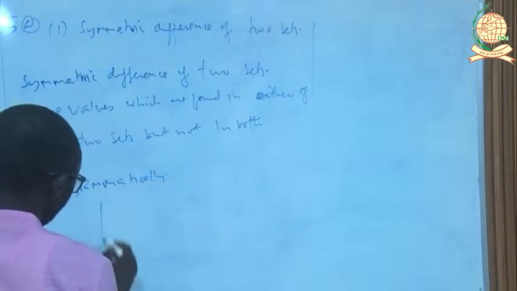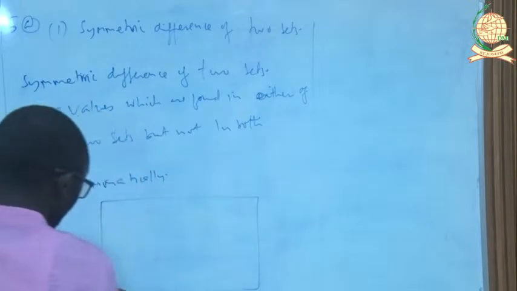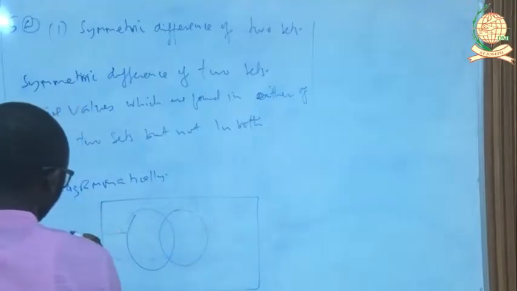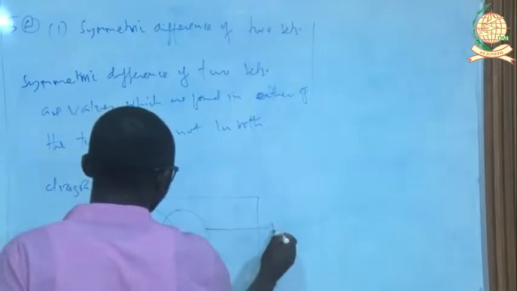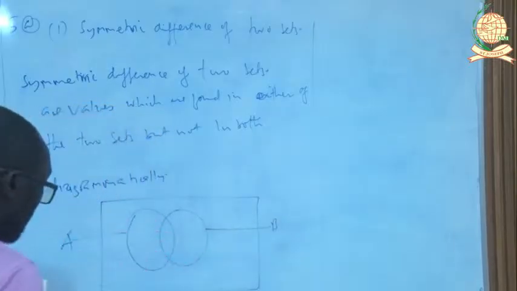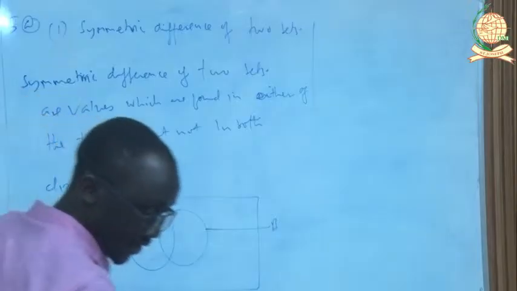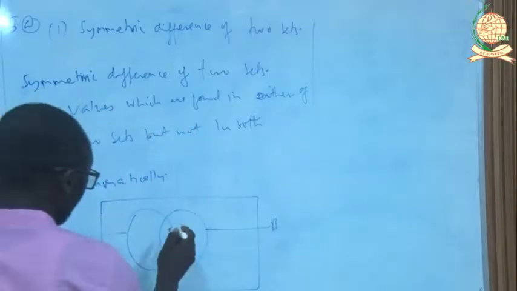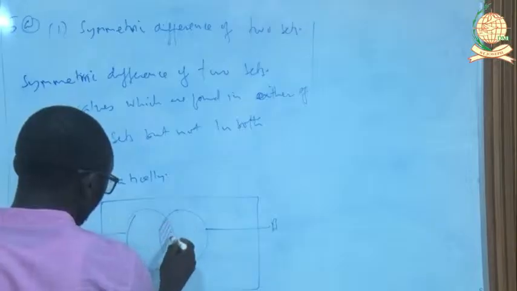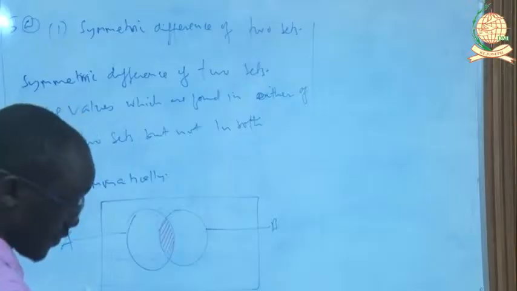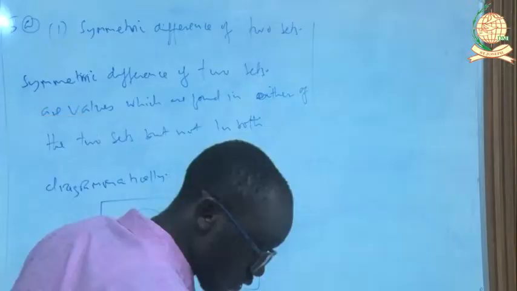for two intersecting sets like A and B, you can draw the Venn diagram. Two sets, let's say A and B. This is set A and this is set B. Symmetric difference of sets, it's all values in this set A and B, but not here. So what we are going to write here, we can't do that.